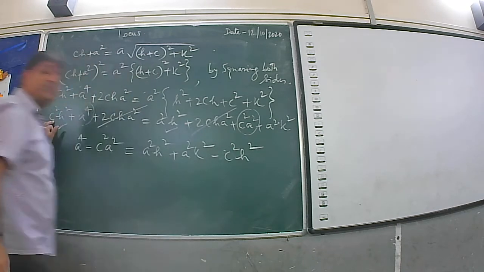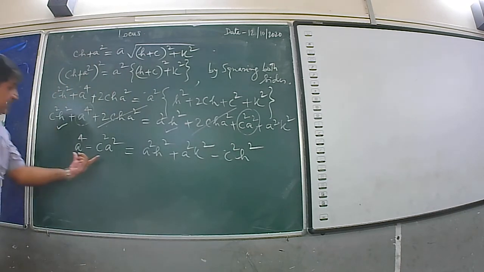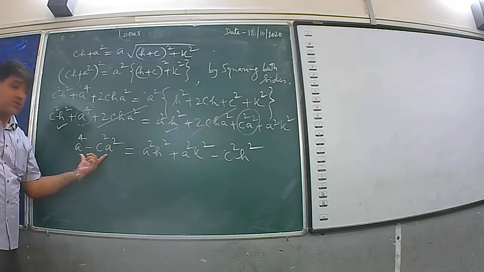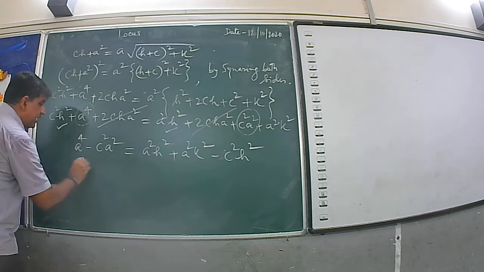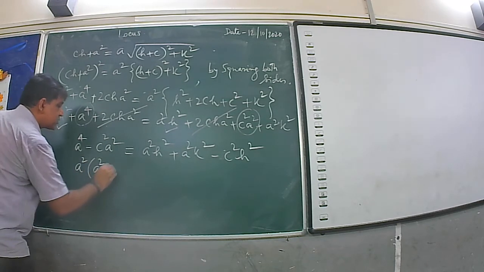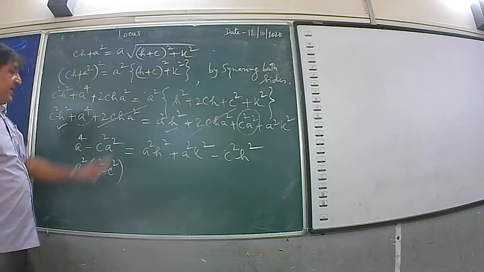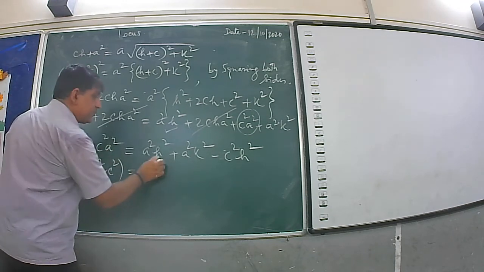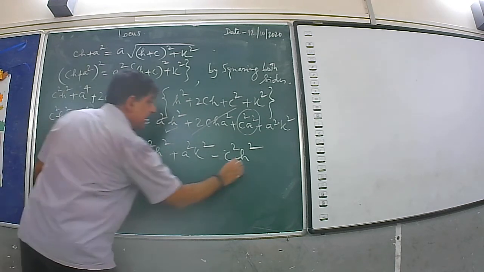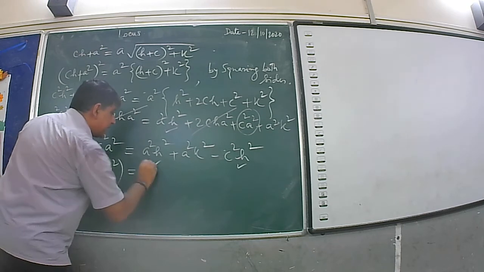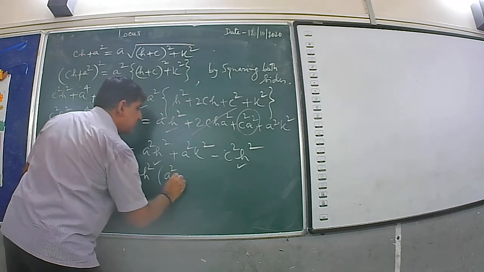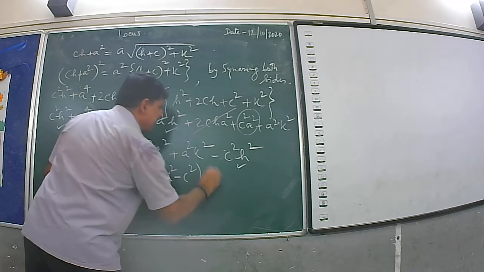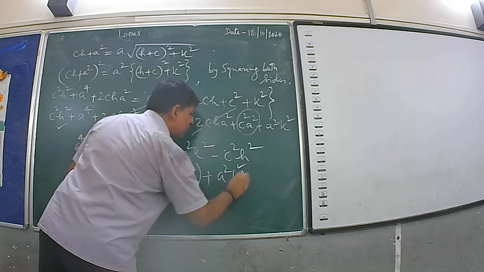You see. Now we will try to take common from these two A square. So what happens? In the bracket we are getting A square minus C square is equal to, we will try to take common from here and here, that is H square. Again in the bracket we are getting A square minus C square and plus A square K square.